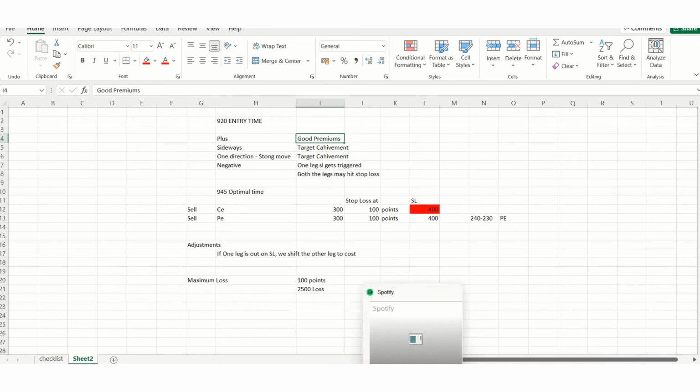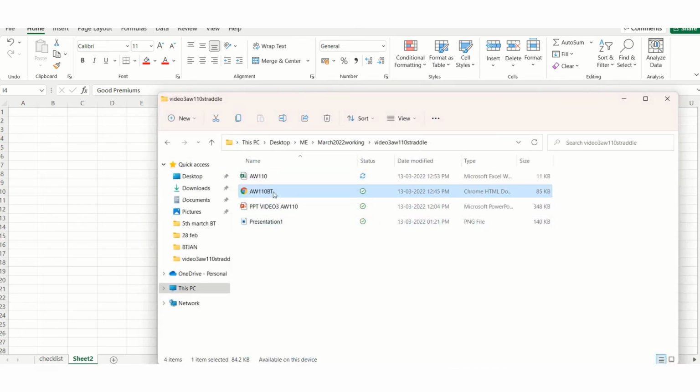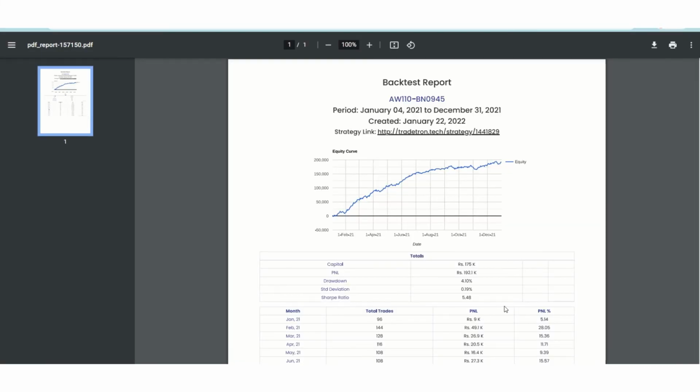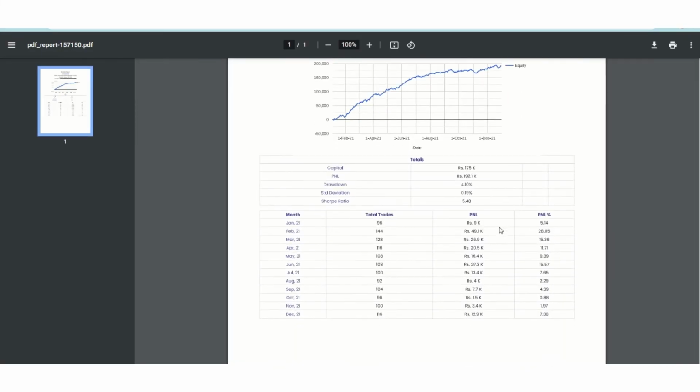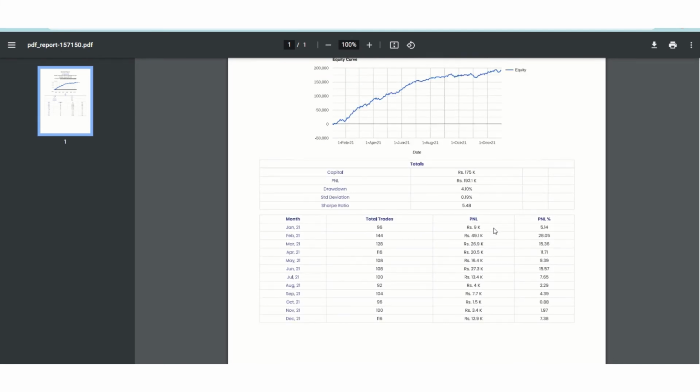Now let us see its backtest. This strategy has been backtested for 1 year of 2021, basically Jan to December. So this is the outcome of the backtesting. We need around 1.75 lakhs to do one straddle of Bank Nifty. The strategy has given 1.92 lakhs in a 12 months period with a drawdown of 4%. Drawdown of 4% means roughly 7,000 rupees is the maximum drawdown.